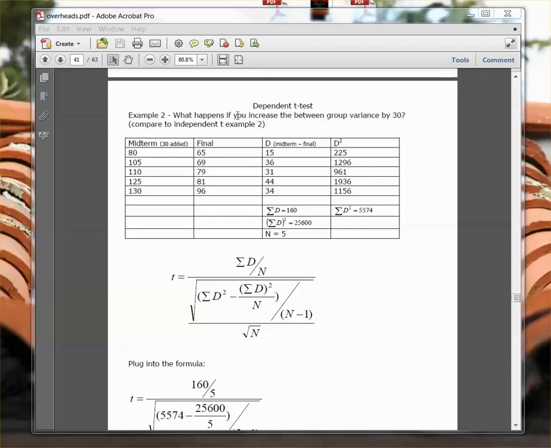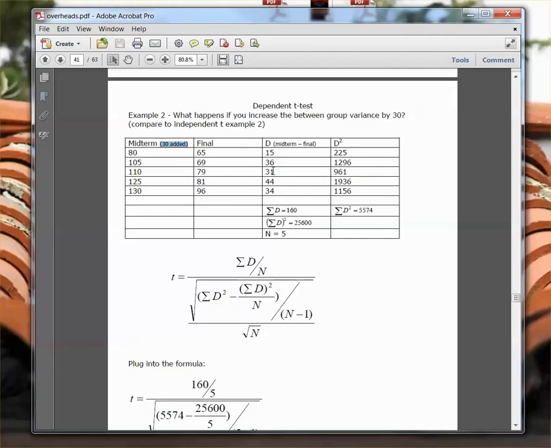I'm going to increase the between group variance. All I'm doing is adding 30 to the original scores, and you can compare this to the first dependent t-test video. You'll see that this is the only group that changes. If we do that, the within group variability is going to be the same, but the difference between our groups gets much larger. So let's look at what happens.